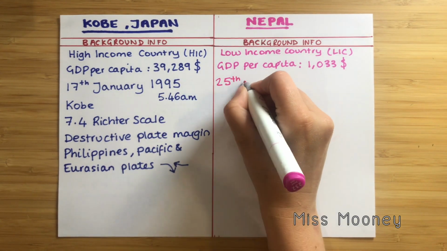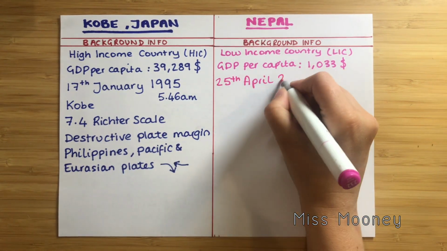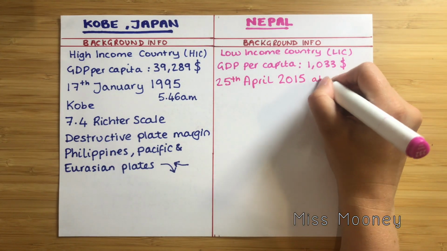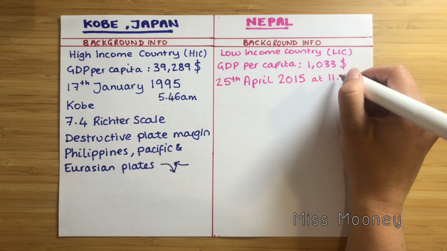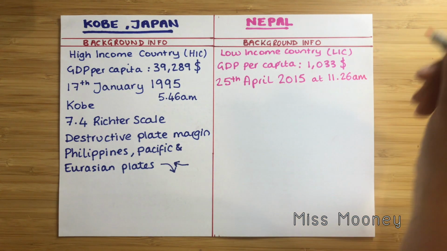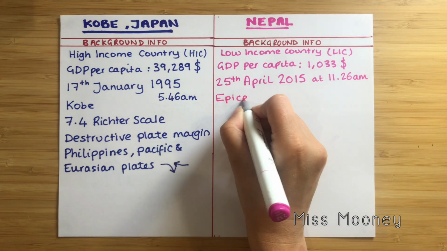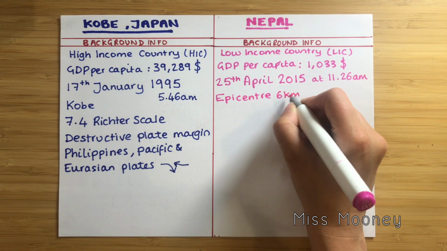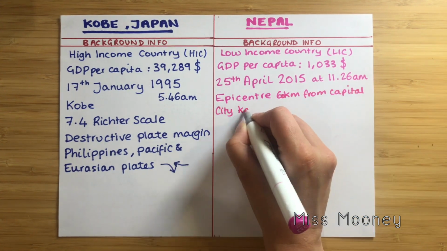Nepal's earthquake occurred on the 25th of April in 2015 at 11:26 a.m, and this date was a Saturday, which is quite significant because it means a lot of people were not at work or were not in school and therefore may have avoided further injuries or damages. The epicentre was 60 kilometres from the capital city, Kathmandu.